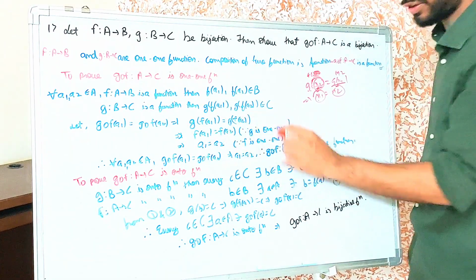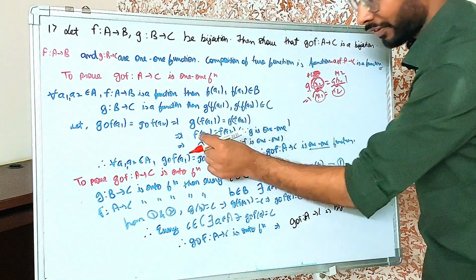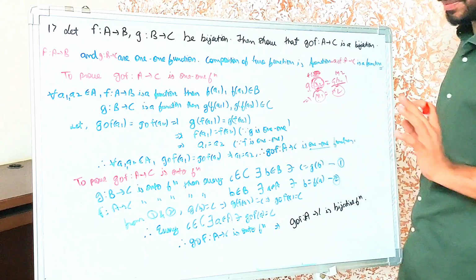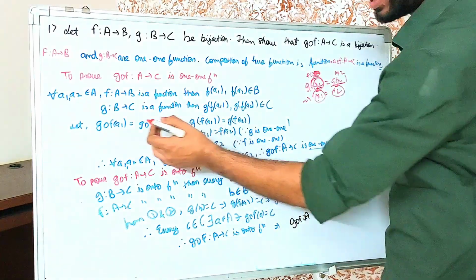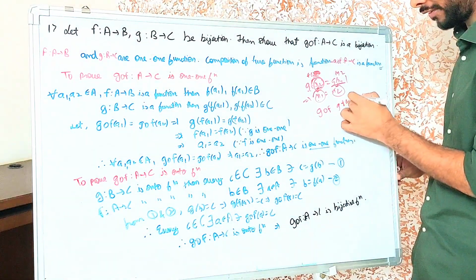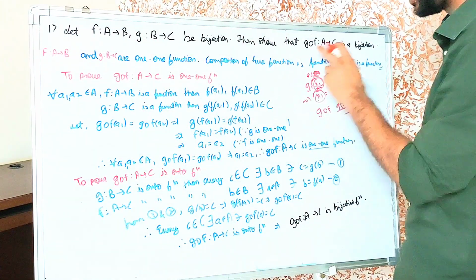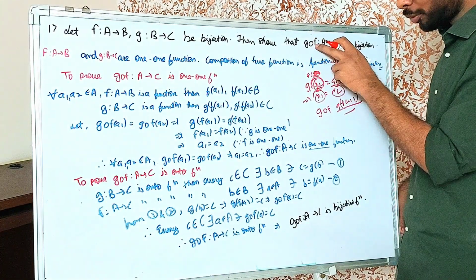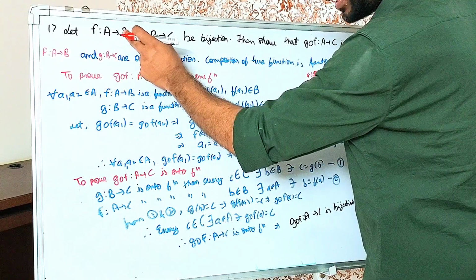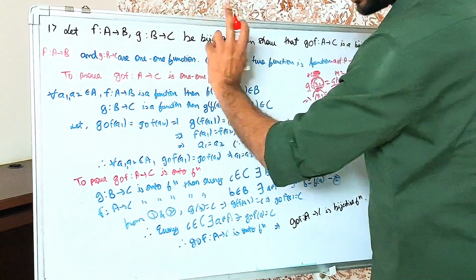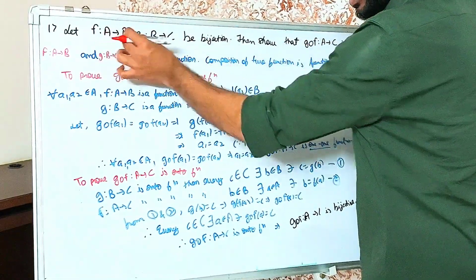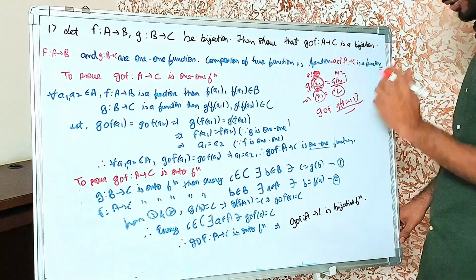Similarly, if f of a1 equal to f of a2, now f is also one-one. So if f of a1 equals f of a2, then a1 equals a2 because f is one-one. So what we are able to understand is, for g of f, the input for f is x, which is in A, you will get the output in B, the output would be the input for g, and you will get the output in C. Means the input is in A for g of f and the final output is in C.